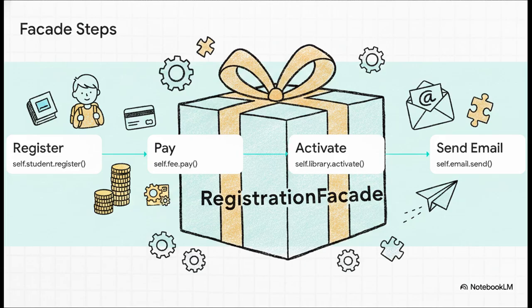In our init method, we instantiate all those subsystems just once. Then we create a single, super easy to call method named complete_registration. Inside this one method, we neatly package the specific execution steps. First, we register the student, then we pay the fees, then we activate the library account, and finally, we send out the welcome email. All that complexity, it's wrapped up in one tidy little package.